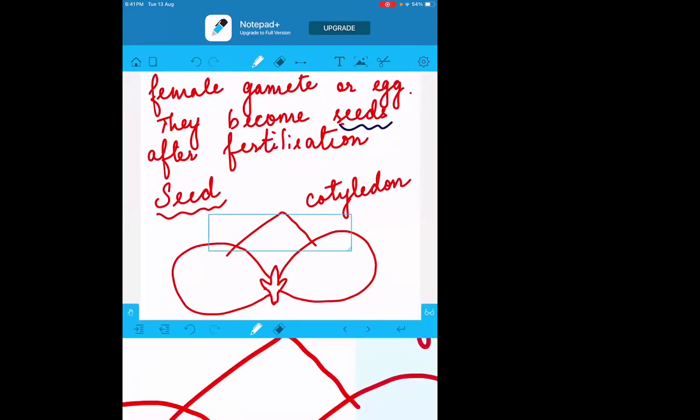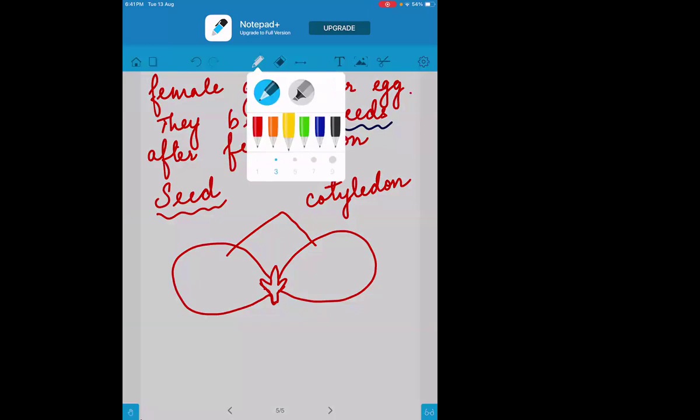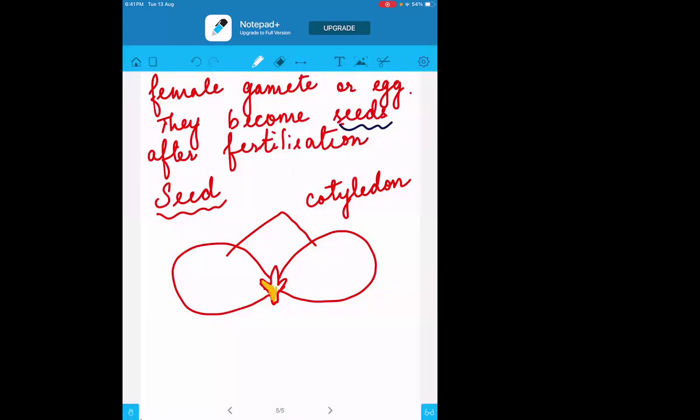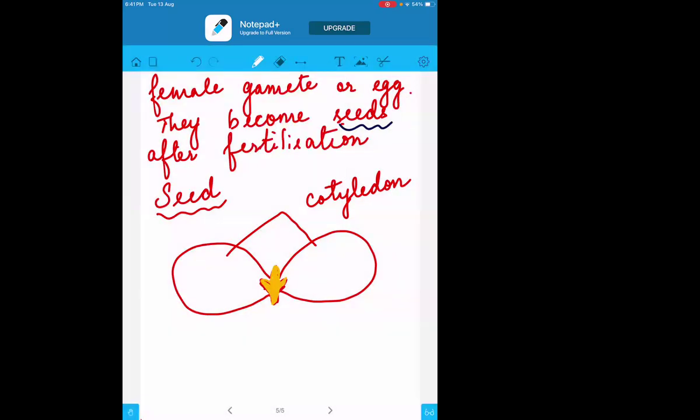Then here, this structure, which is yellow in color, you can see the two parts are there, right? This down part is called the radicle, and the other name of the radicle is future root. So this part will be converted later on into the root.